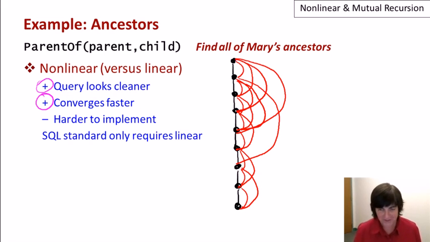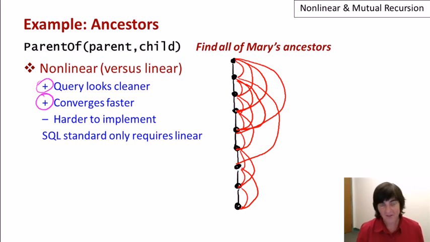Now this example is very small, so it's not as blatantly obvious, but the linear version is going to take a linear number of iterations in order to converge to the final recursively defined relation contents, whereas when we use the nonlinear version, it's actually logarithmic. So for a large database, it can be considerably faster.